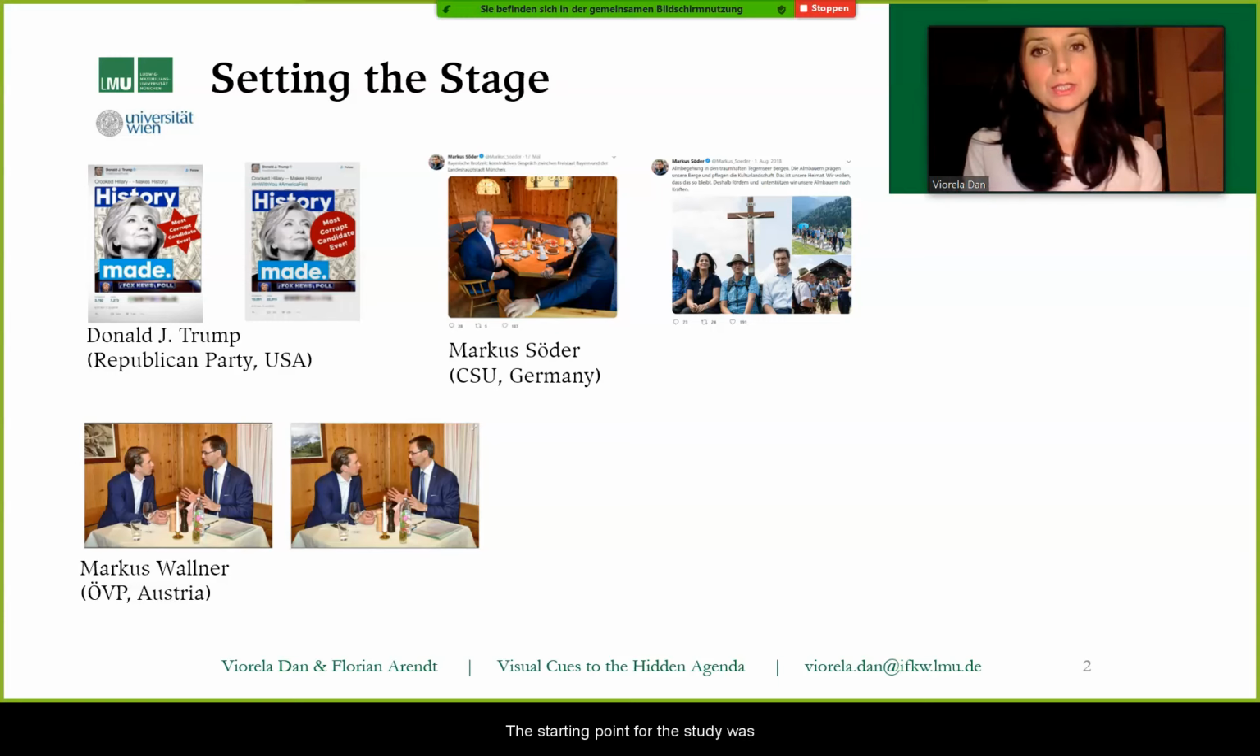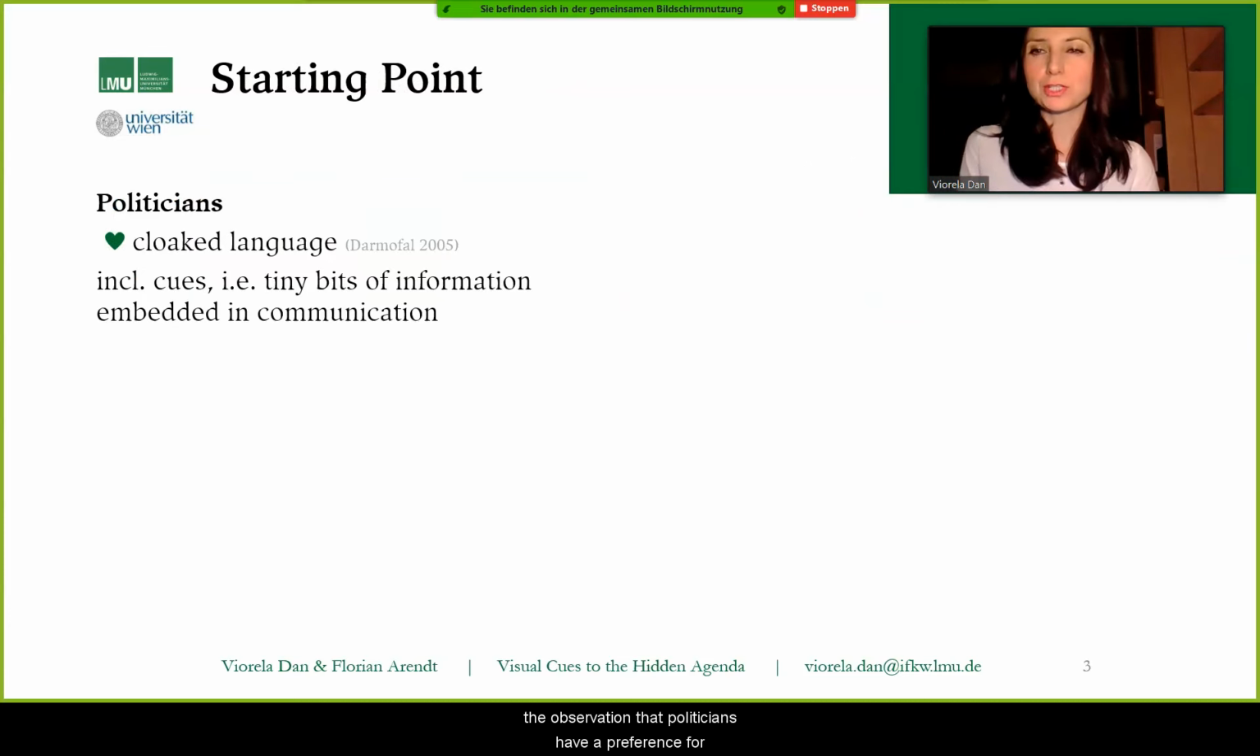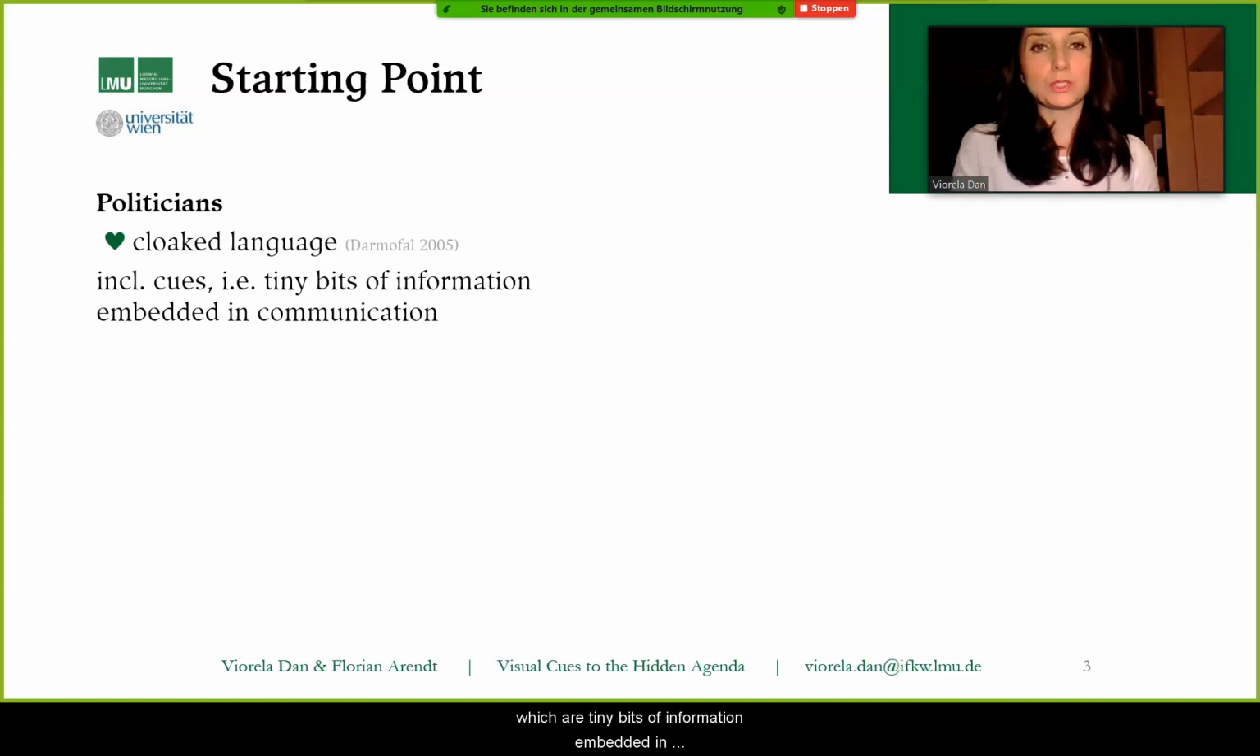So the starting point for the study was the observation that politicians have a preference for cloaked language, which means that politicians are accused of not saying directly what's on their mind or how they feel about issues. And this cloaked language includes cues, which are tiny bits of information embedded in communication. So, for instance, in a political speech.